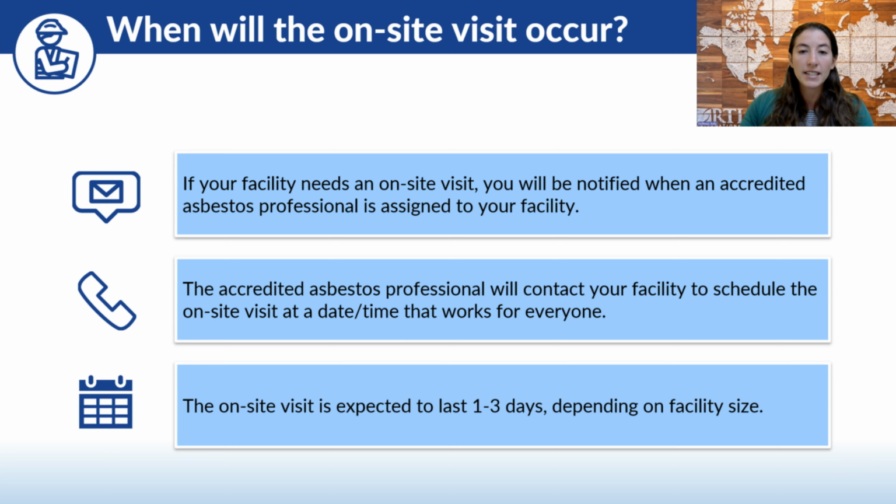If your facility is not exempt, an on-site visit will be required. You will be notified when an accredited asbestos professional is assigned to your facility. The professional will contact your facility soon after being assigned to schedule the visit at a day and time that works for everyone. We estimate that the on-site visit is expected to take 1 to 3 days, depending on the facility size.